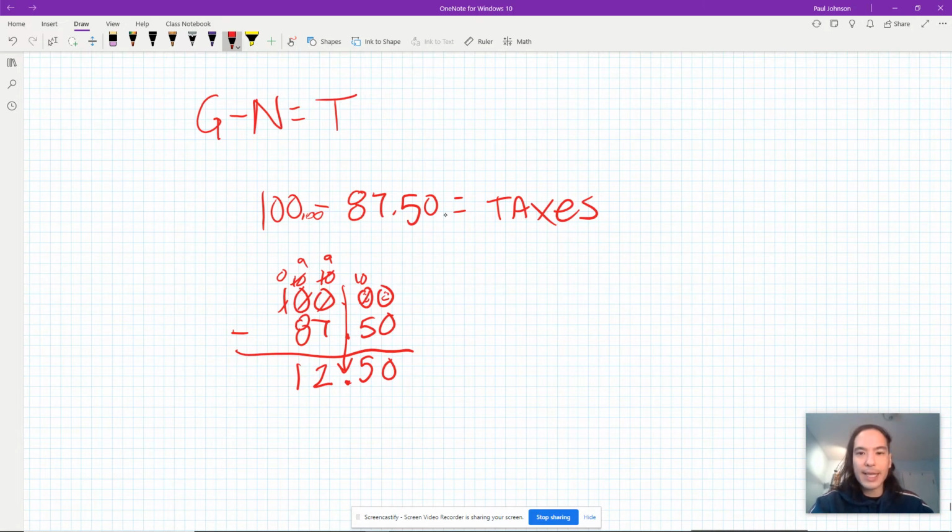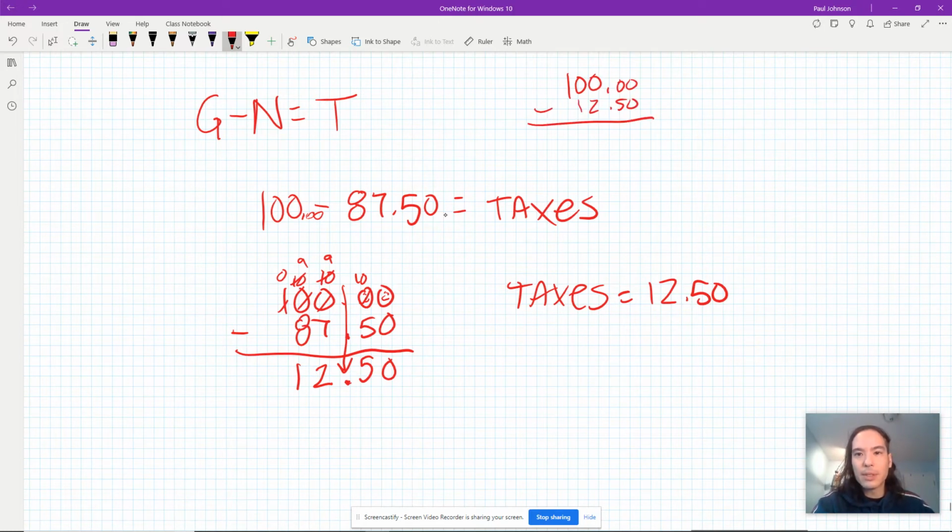So it looks like the taxes were equal to $12.50. Because if we take $12.50 away from $100, $100 minus $12.50, same thing. We're gonna have to borrow. Okay, now we have to borrow. So we're gonna turn that into 0, that into 10, which turns into a 9, because we're gonna borrow from that, which is a 10, turns that to a 9, gonna borrow from that. Okay, 10 minus 5 is 5, 9 minus 2 is 7, 9 minus 1 is 8, 0 minus nothing, and drop the decimal point.